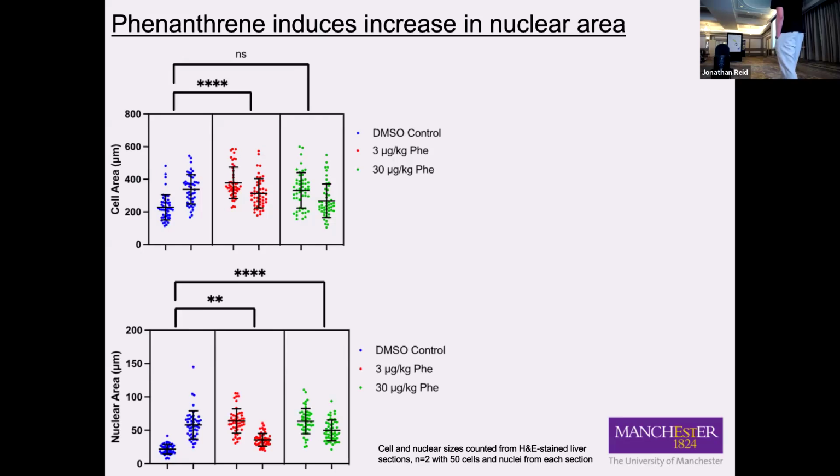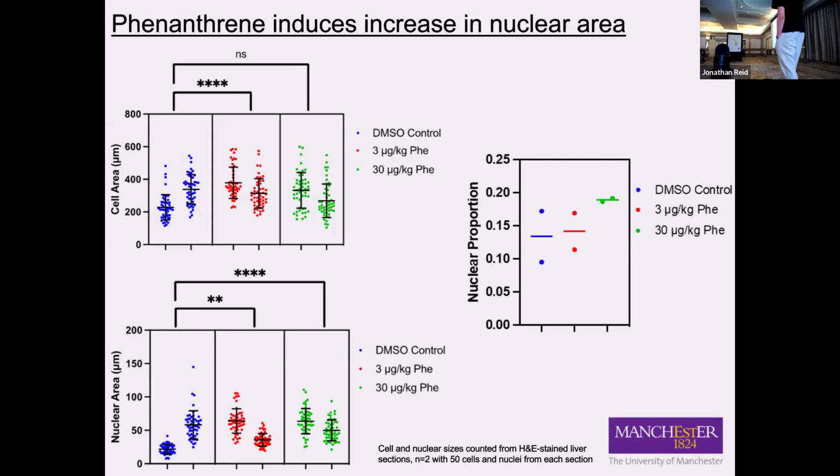And this adds up to show that the actual proportion of the cell that is taken up by the nucleus does seem to be a lot higher in the mice that have been exposed to the high dose of phenanthrene. So this is indicative of DNA damage. We've got some more work to do on that, to see if we can verify that.